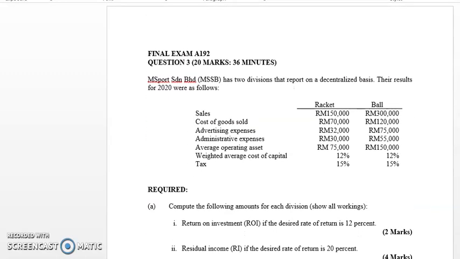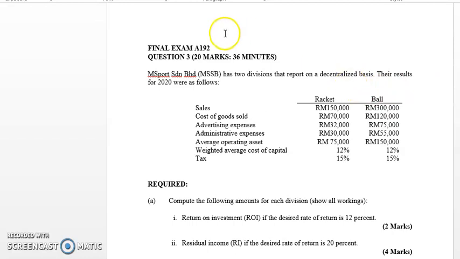So now let's attempt the final exam A192 questions on chapter 4. M Sports Berhad has two divisions that report on a decentralized basis. Their results for 2020 were as follows. So we have racket and ball, and they give the information: sales, cost of goods sold, advertising expenses, administrative expenses, average operating assets, weighted average cost of capital, and the tax.